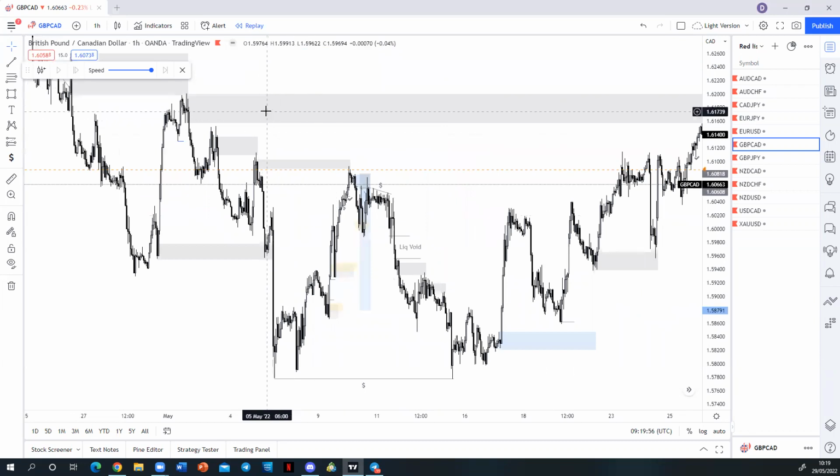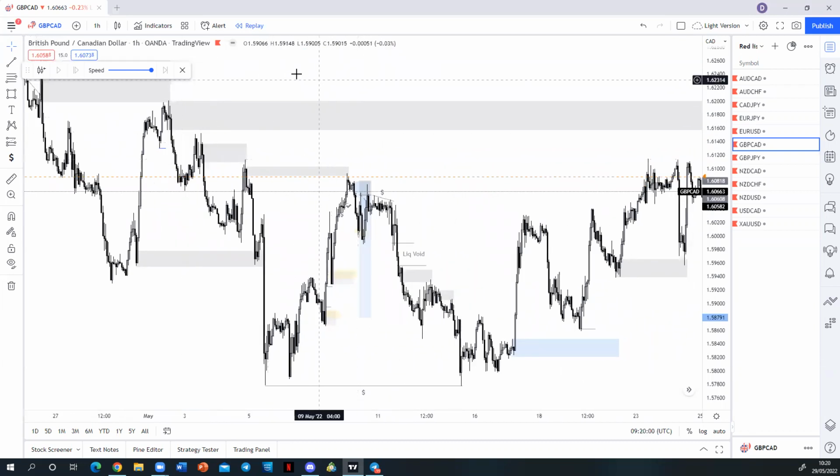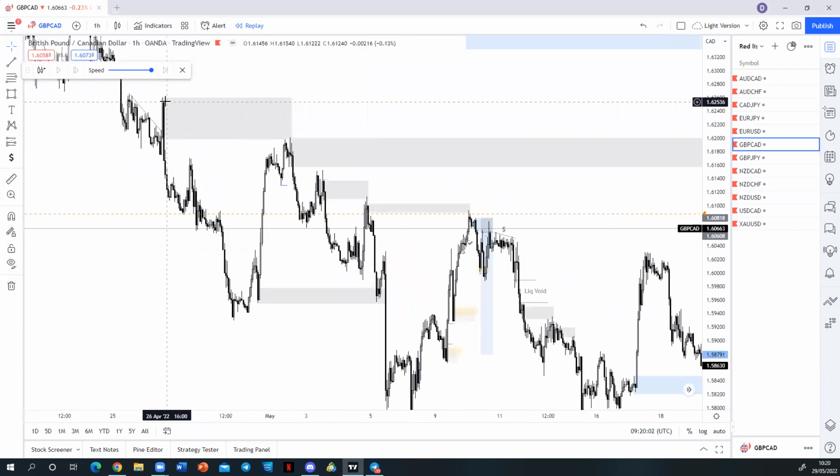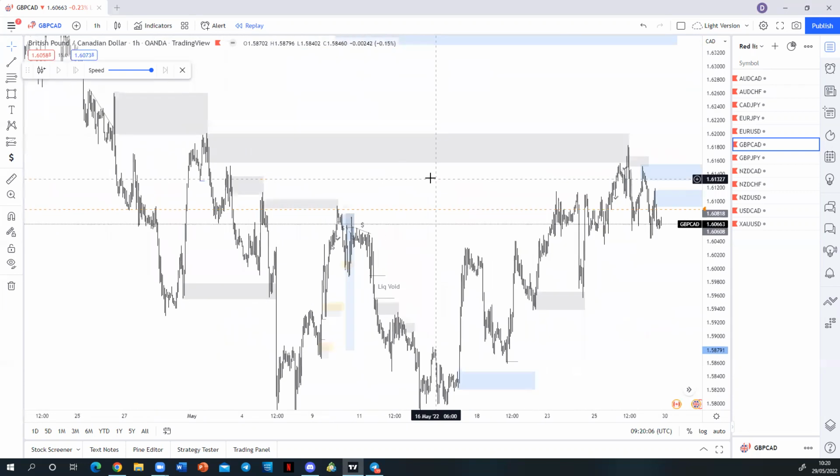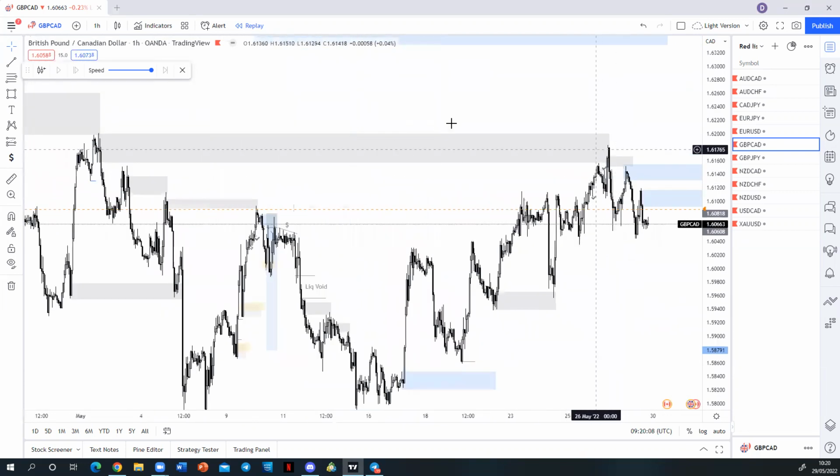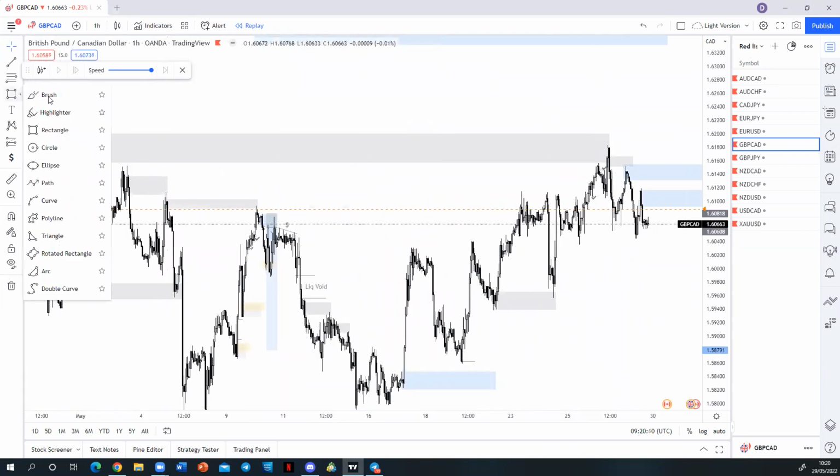But why did I choose this order block? Well, there's a few things. First of all, it's a second mitigation type of trade. So it's mitigated this one right here. So what we're looking for is that second mitigation, which is this point right here.